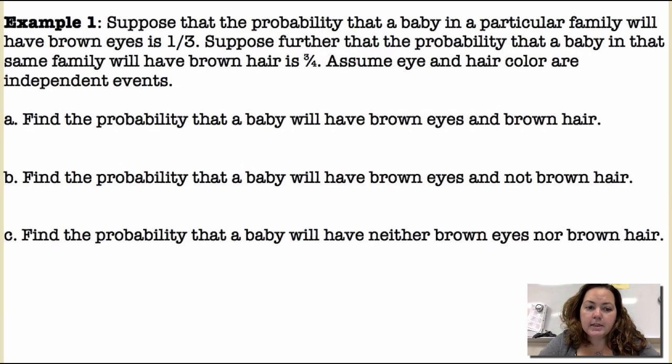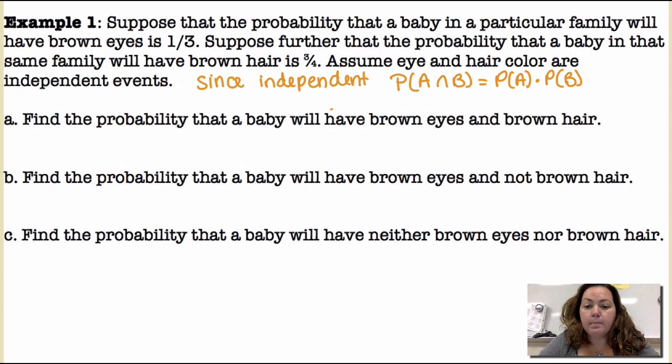All right, so our first example. Suppose that the probability that a baby in a particular family will have brown eyes is 1/3. Suppose further that the probability that a baby in the same family will have brown hair is 3/4. Assume eye and hair color are independent events. Find the probability that a baby will have brown eyes and brown hair. Okay, so they already said to assume that they were independent.